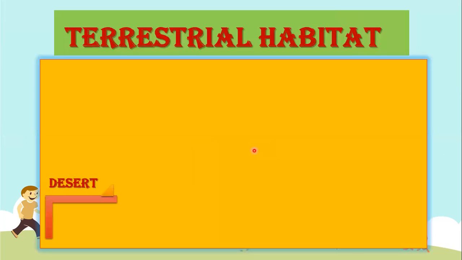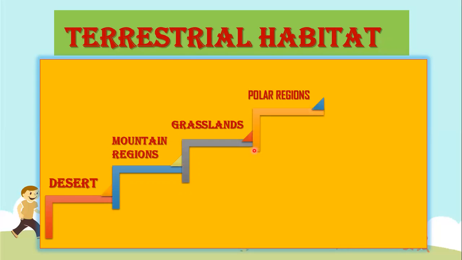Okay, let's learn about the terrestrial habitat first. Terrestrial habitat includes desert, mountain regions, grasslands, polar regions, or rainforest habitats. They all mean the places on land, right?